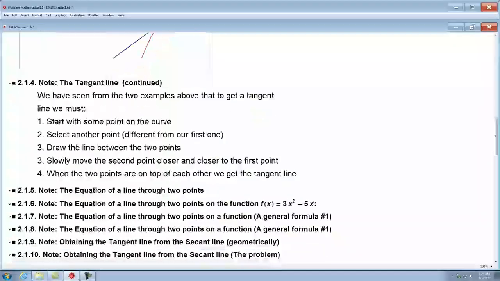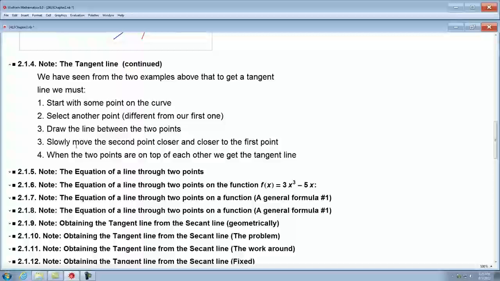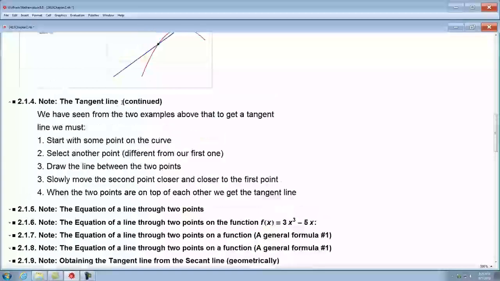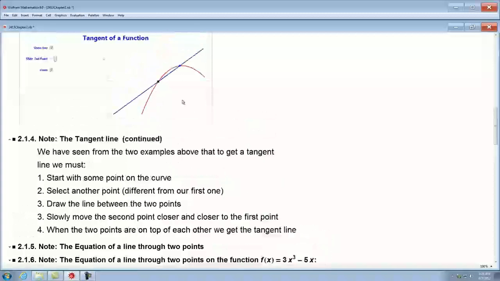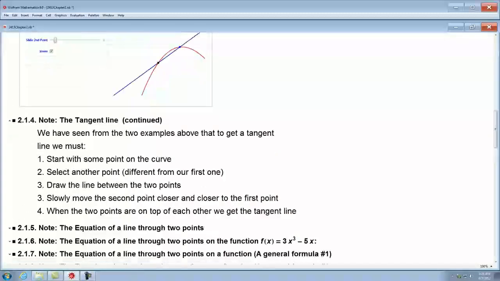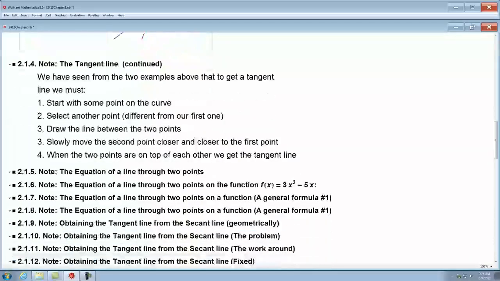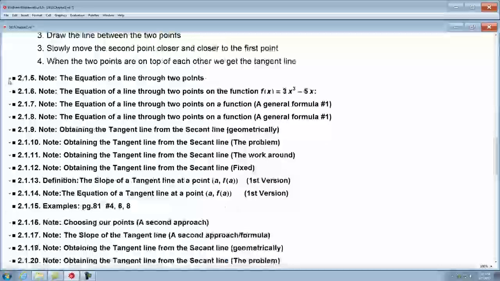Now, to do this, we have to come up with some sort of plan of attack. So here's what we've got. In the two examples above, what we did is we started with some point on the curve, the black point here. Then we selected some other point different from the first one, the blue point here. Then we drew a line between the two, right? And then we slowly moved the second point so that it became the first point. So it just lays right on top of it. And when the 2 points are on top of each other, we get the tangent line. So that's how we're going to try and attack this.